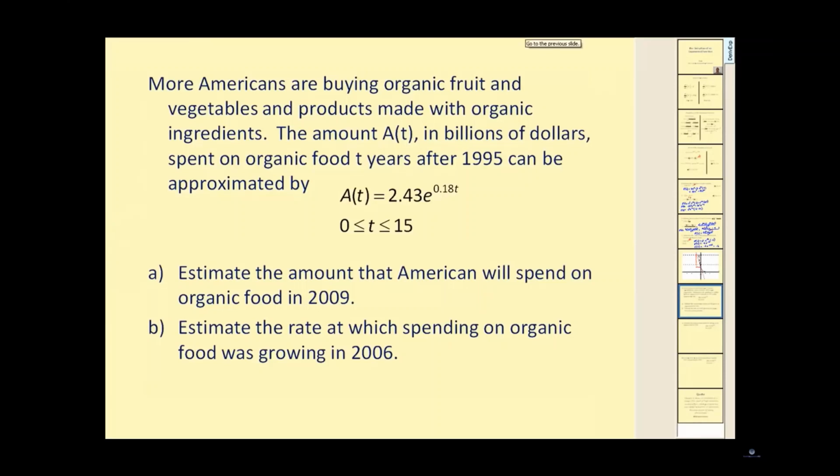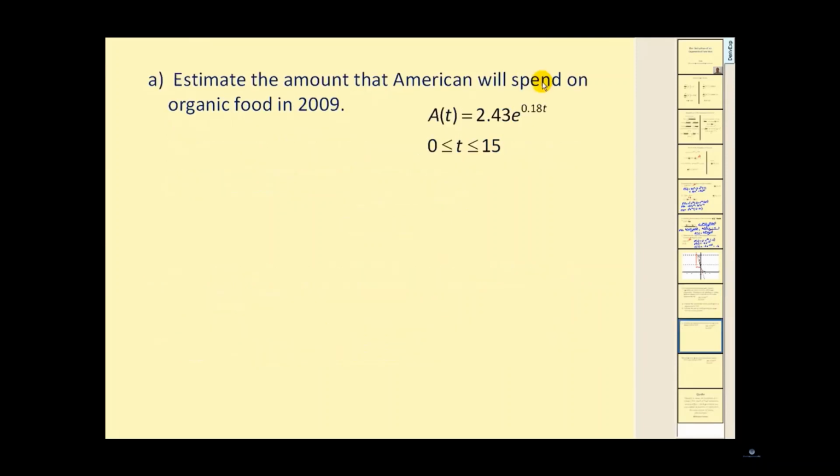More Americans are buying organic fruit and vegetables made with organic ingredients. The amount, A of t, in billions of dollars spent on organic food t years after 1995 can be approximated by this function. We have 2 questions to consider. Estimate the amount that Americans will spend on organic food in the year 2009.